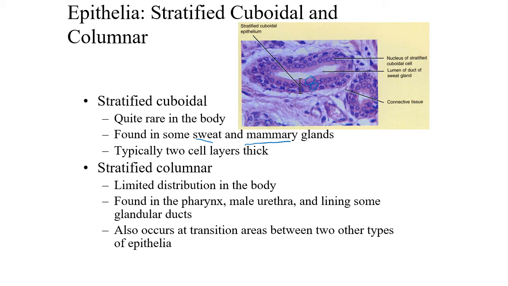Same thing goes for stratified columnar, because stratified columnar is typically found in a transition area. It's only going to be found in a limited portion of the pharynx or the urethra, things like that. And so it's only going to be found in that small little area where we're going from one kind of epithelium to another, typically from a stratified to a non-stratified.